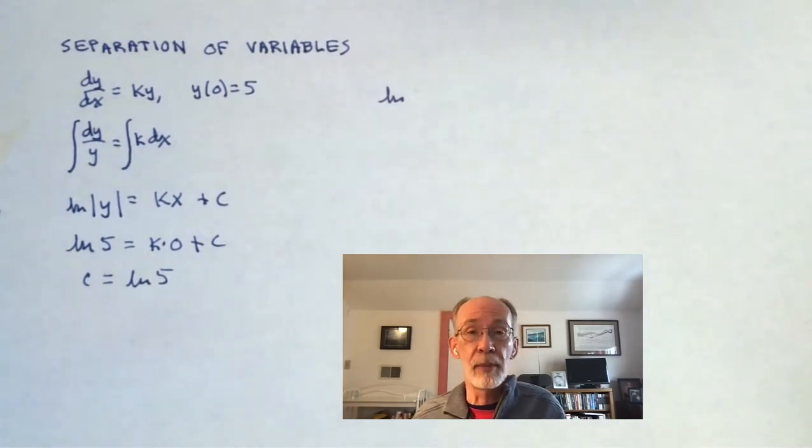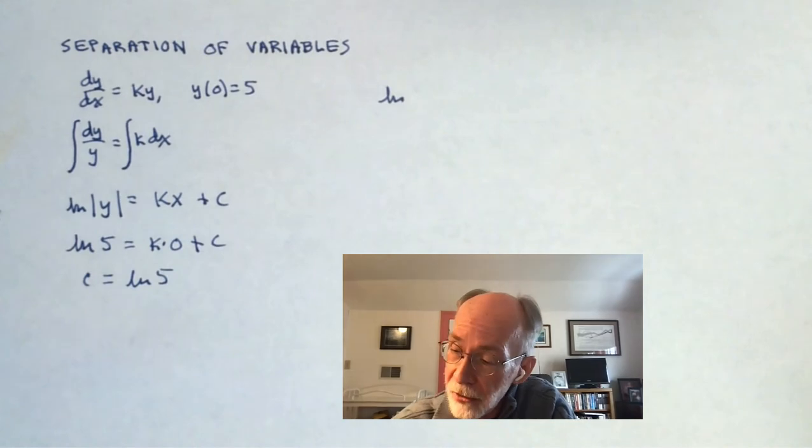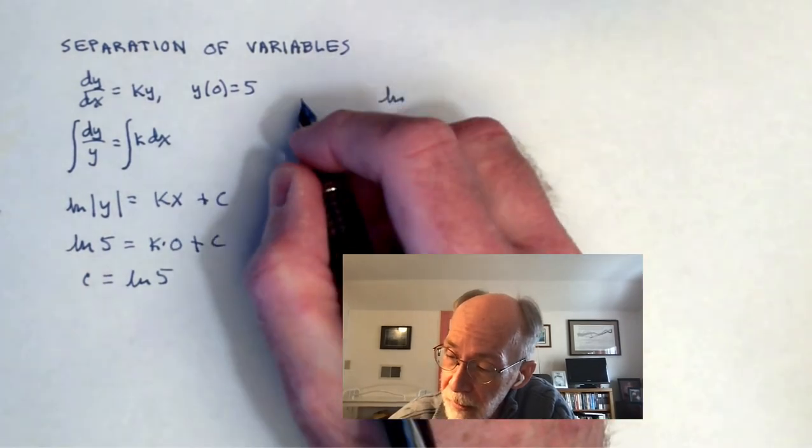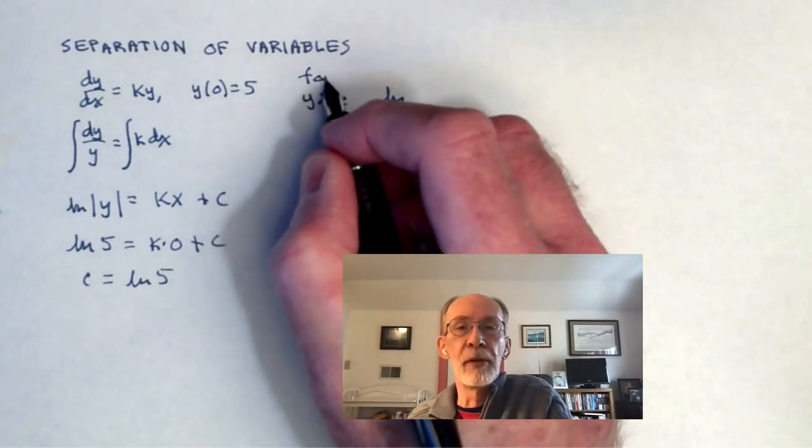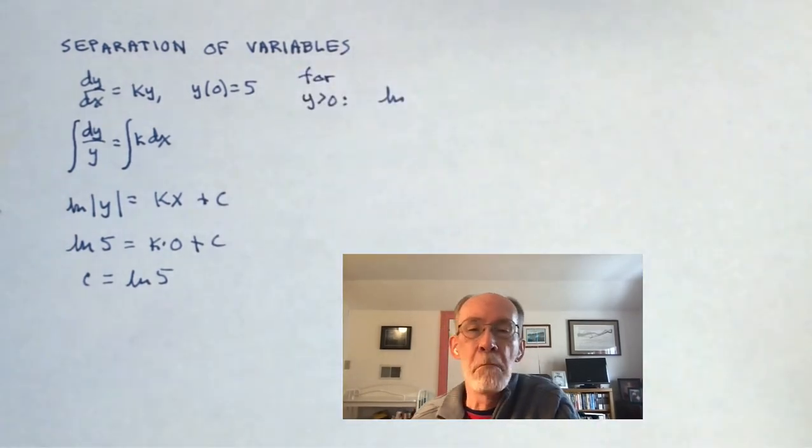So if we have a positive y in the initial condition, we just are limiting ourselves already to y's that are positive. And if we're being careful, we're probably going to say this. We're not always as careful as we should be.